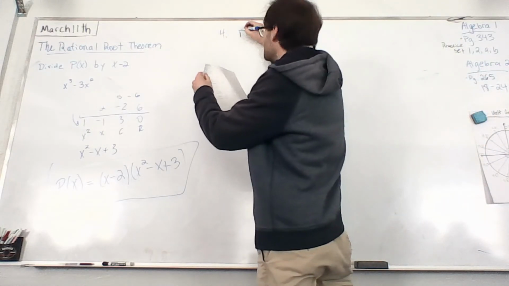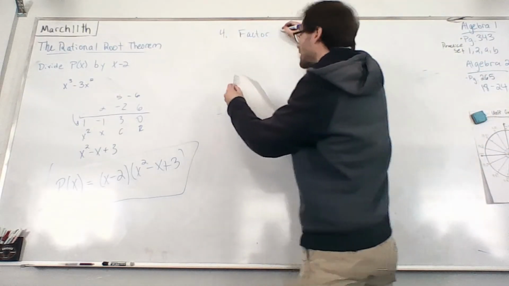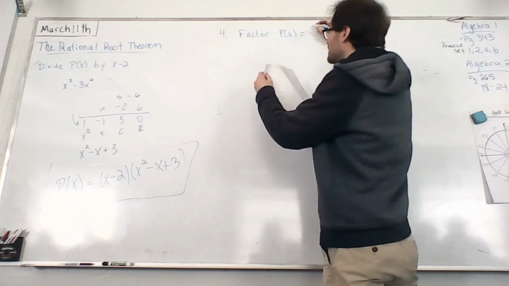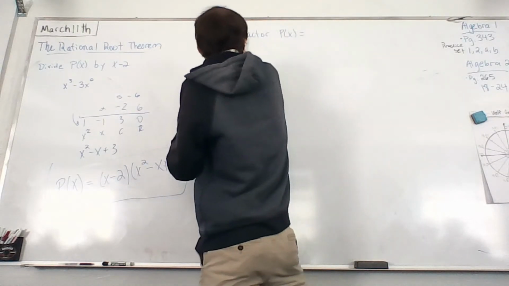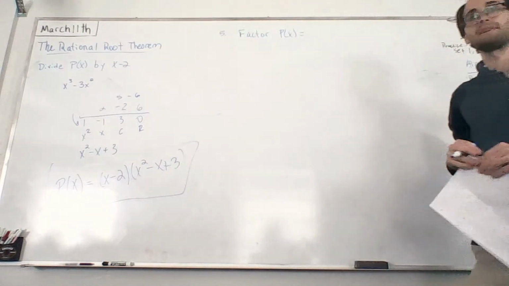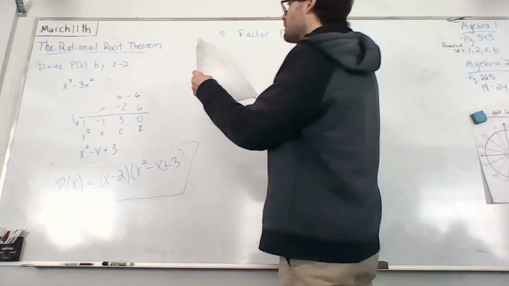Okay. So my second problem was this: factor p of x. No, we've already done 4. So wait, this is another rational one? Yeah.